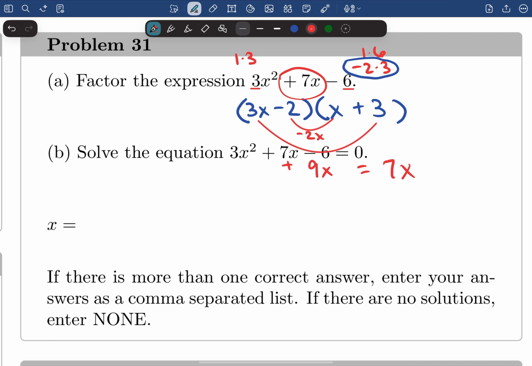Great, it works. Make sure the signs match, right? I don't want negative 7x, I want positive 7x, and it looks like that works for me. Great. So I have just factored this trinomial into that.